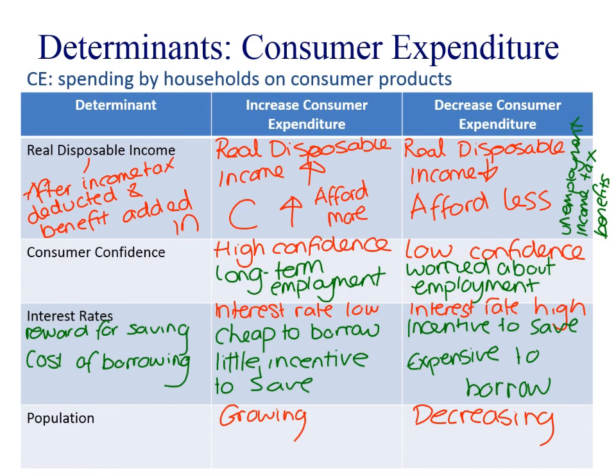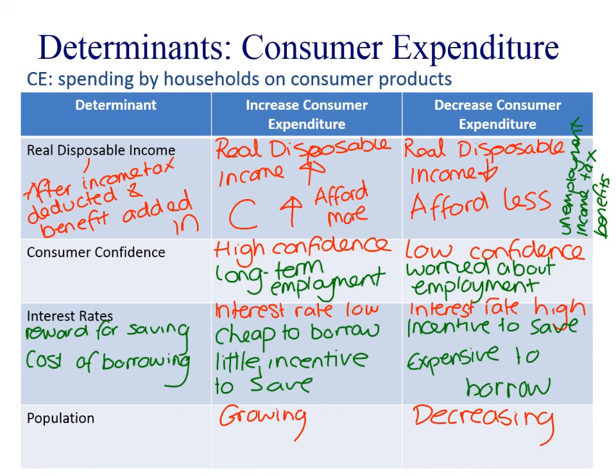So to increase consumer expenditure, your income would have to go up so that you can afford more. And to decrease consumer expenditure, your income would have to go down so you afford less. So this would be affected by the level of income tax the government are charging and benefits. We've had a lot of cuts in benefits lately. So have a think about what impact that has on consumer expenditure.